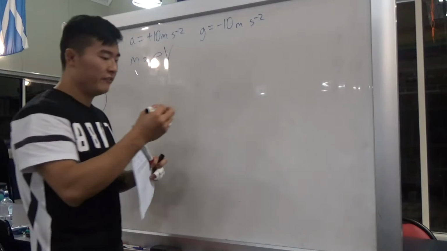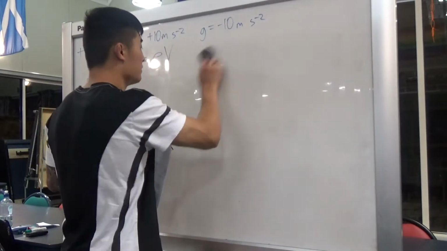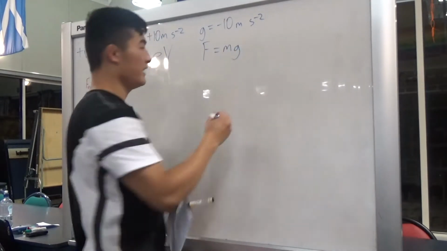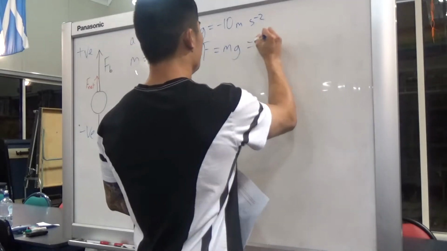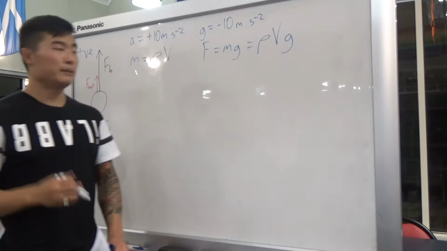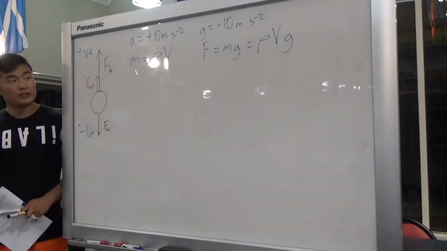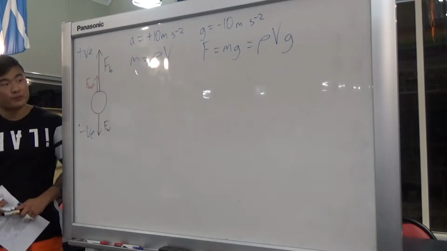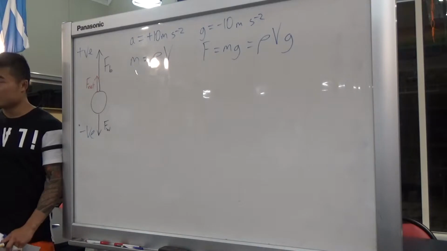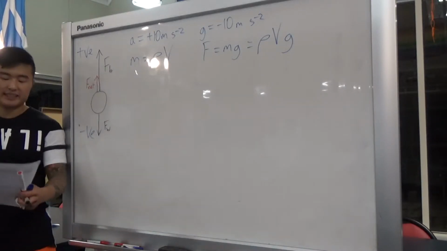So whenever we have force equal to mass times gravity, instead of using mass, we're going to use density times volume times gravity, okay? So we've replaced m with density and volume, because we're dealing with liquids here. And unless we do this, we can't figure out the density of the object.